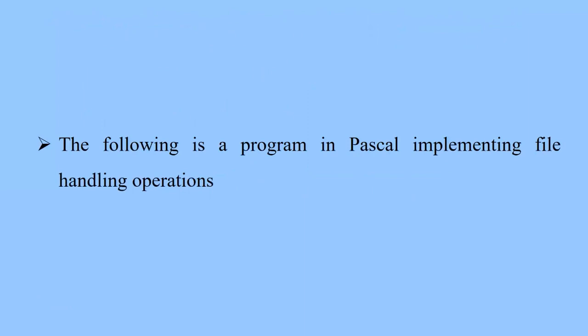The following is a program in Pascal implementing file handling operations like the ones we have already looked at in the C program. The only difference is the change of syntax. So our program is called sequence file. Then we declare uses, for the purposes of performing various functions to do with our screen. Then we declare a record called student. So type student equals record, and it has the following members.